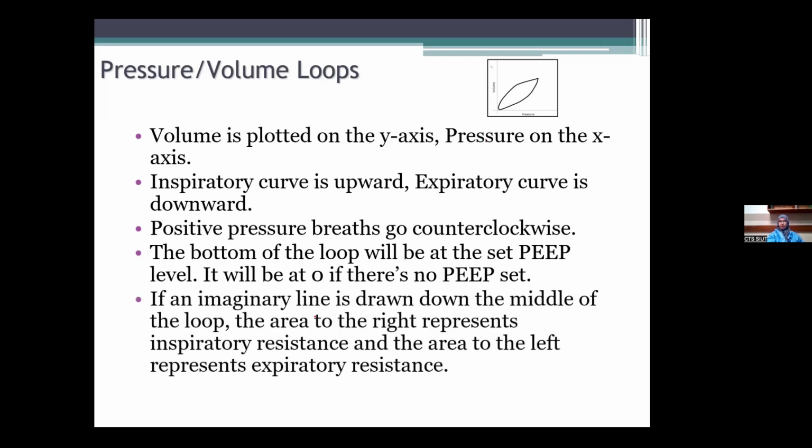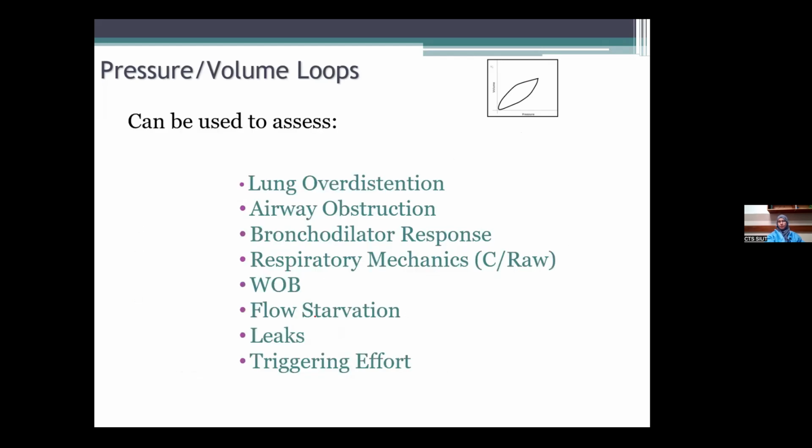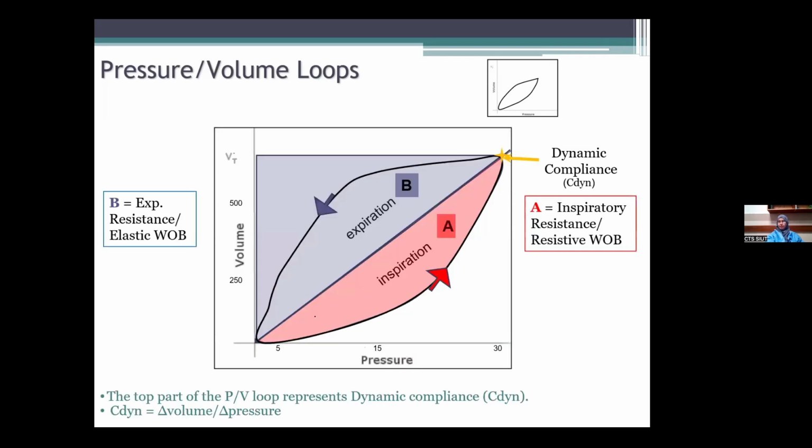And if you are to draw an imaginary line down the middle of the loop, the area on the right will represent the inspiratory resistance, and the area to the left is going to represent the expiratory resistance. We will be able to assess the overdistension of lungs, the airway obstruction, bronchodilator responses, respiratory mechanics, work of breathing, leaks, flow starvation, and triggering efforts.